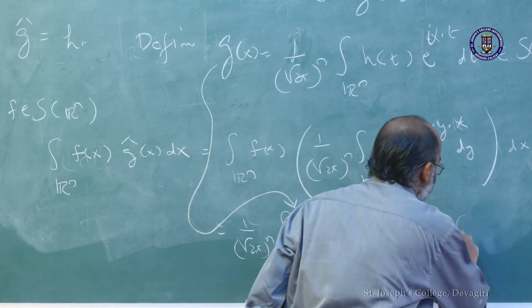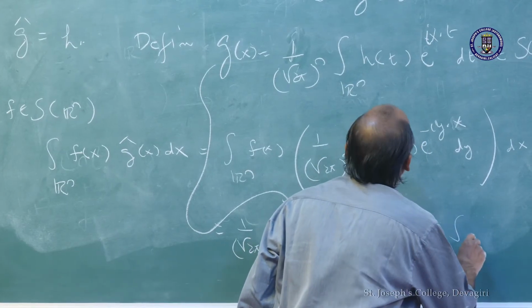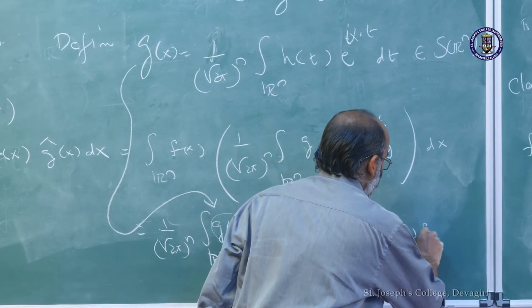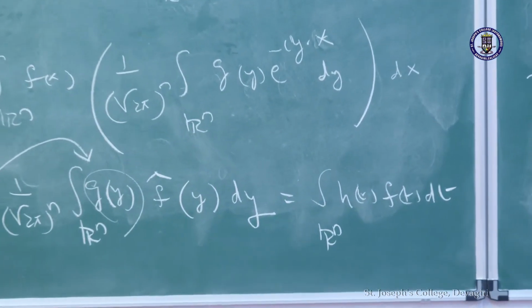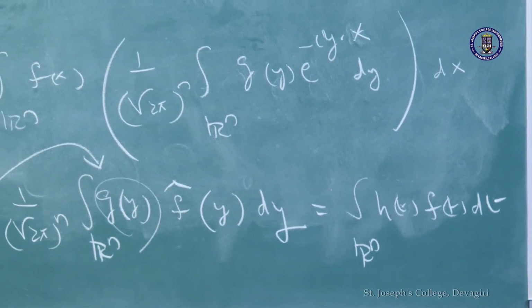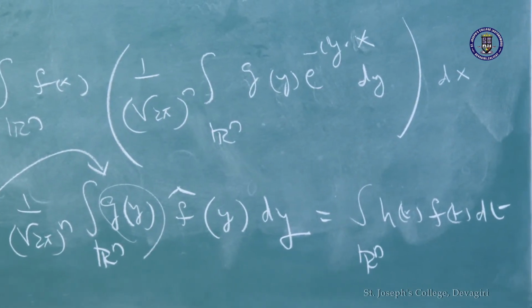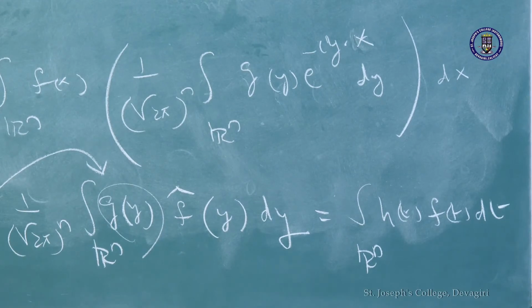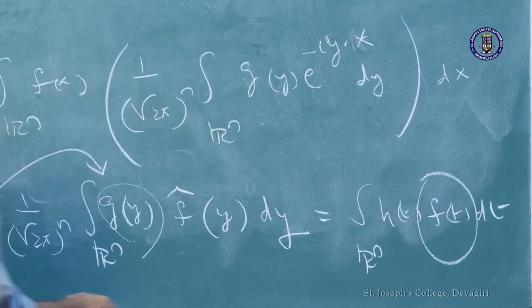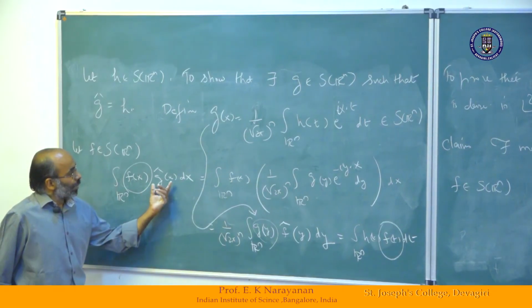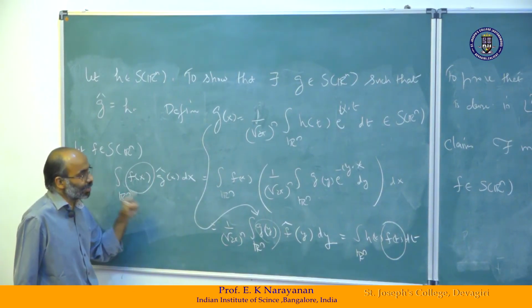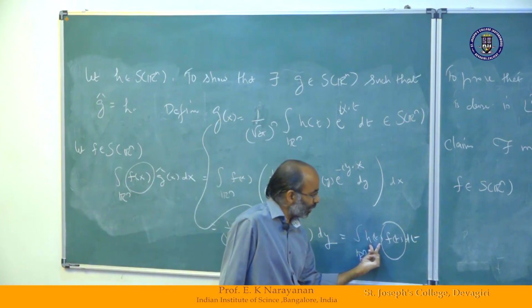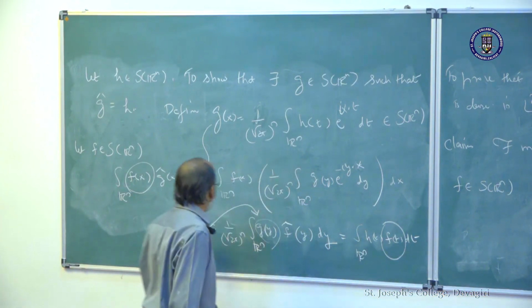So this would be the integral over Rn of H(t) F(t) dt. Okay, so this is a small trick to prove whatever we want. Now if you look at these two integrals, you see that F is here, F is here. I'm integrating G hat, which is a Schwartz function, against F. That is the same as integrating H(t), which is a Schwartz function, against the same function F.